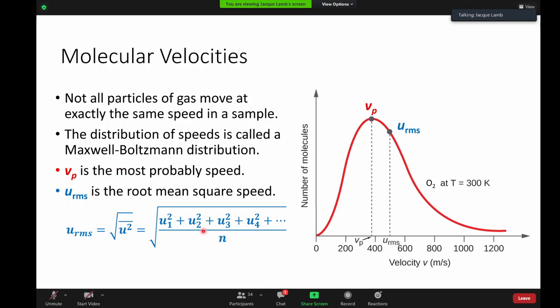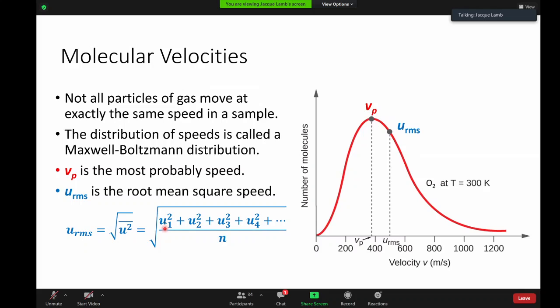So root mean square speed, RMS means root mean square speed. And the way we calculate it, this is what it reduces to. What we do is we take the speed of every individual particle in the sample and square it, and then divide it by the number of particles in the sample to get the average speed of the particles in the sample. That's what root mean square speed means, the average speed.